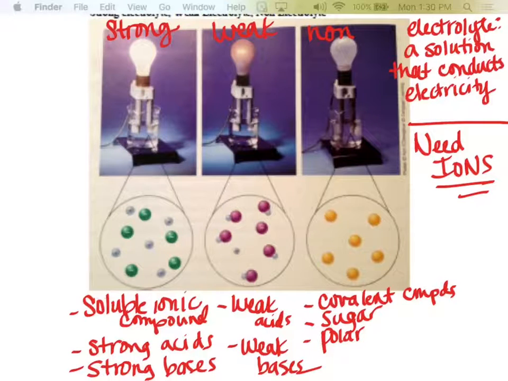Okay, so somebody tell me what makes a strong acid from a strong base? Don't tell me pH. What makes a strong acid from a strong base, or a strong acid from a weak acid? Does it have something to do with the amount of hydrogen? Not the amount of hydrogens. The willingness of giving up the bonds.